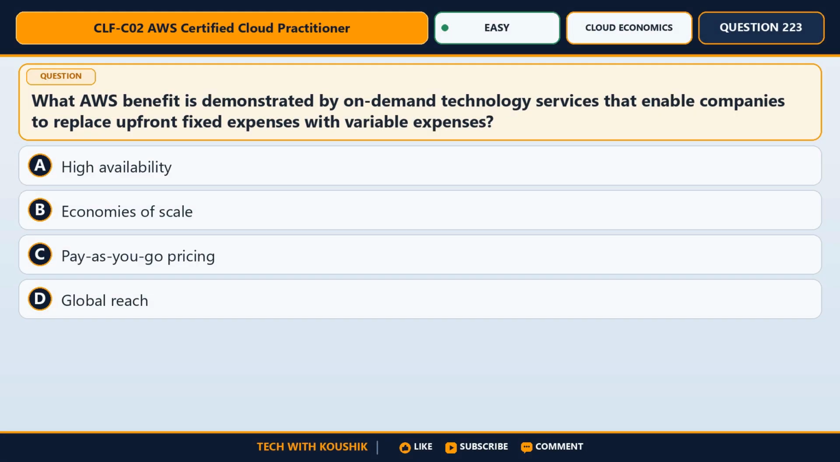Question number 223. What AWS benefit is demonstrated by on-demand technology services that enable companies to replace upfront fixed expenses with variable expenses? Option A. High availability. Option B. Economies of scale. Option C. Pay-as-you-go pricing. Option D. Global reach.